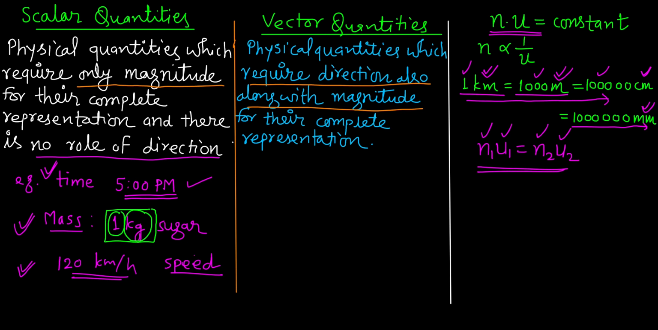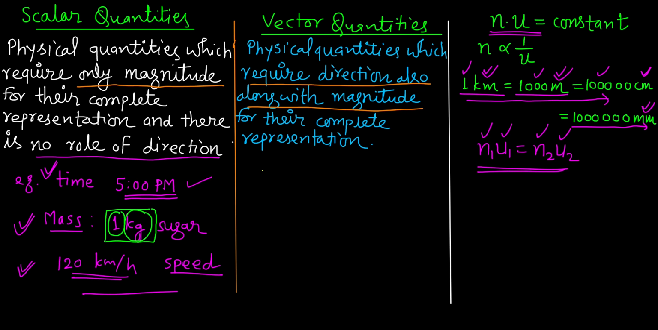So let's come back to our definition of scalar and vector quantities. I explained to you that scalar quantities are those physical quantities which require only magnitude for their complete representation, and there is no role of direction in their representation. Now we come back to vector quantities. So what are vector quantities? Vector quantities are those physical quantities which require direction also along with magnitude.